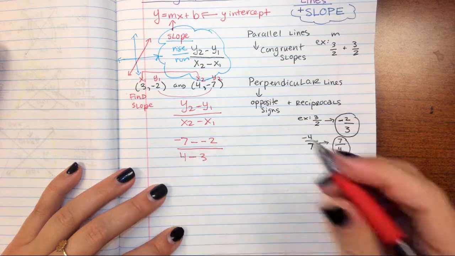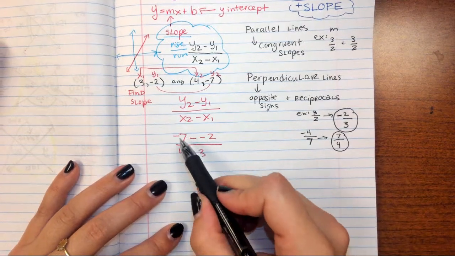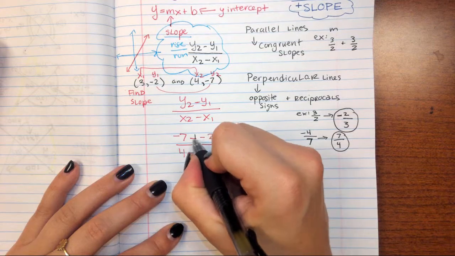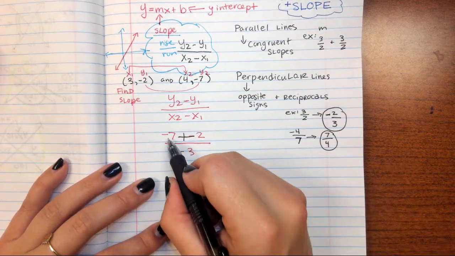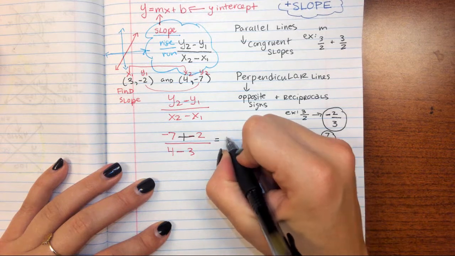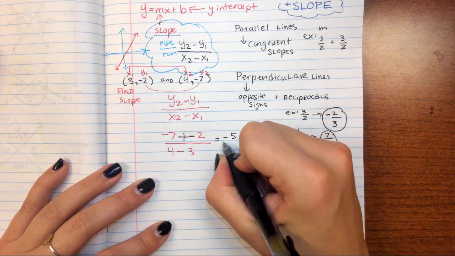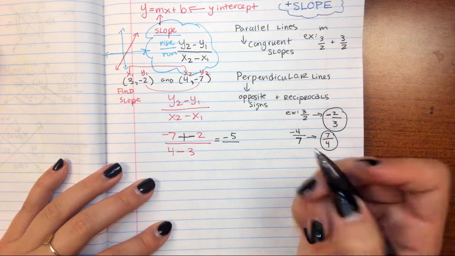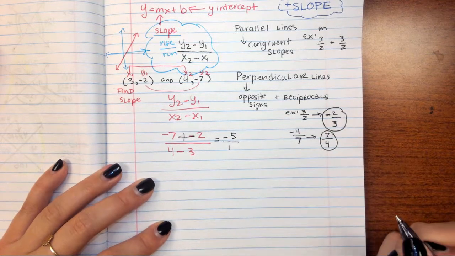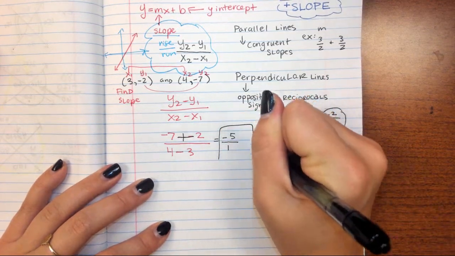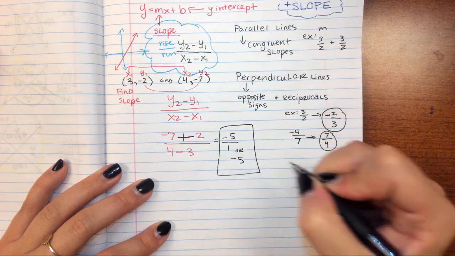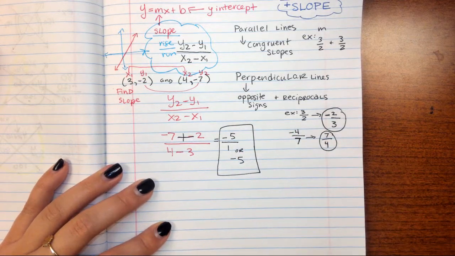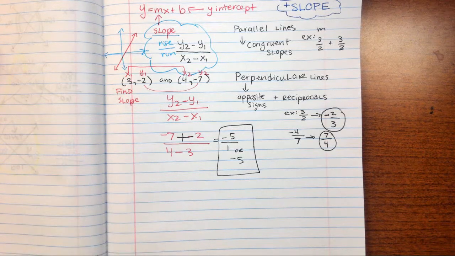Now, something very important to remember. If you have a negative and a negative, that is going to become a positive. They're going to cancel each other out. So negative 7 plus 2 is going to give me negative 5. 4 minus 3 gives me a positive 1. So my answer is negative 5 over 1, or I could just say negative 5. All right, so that's an example of slope.